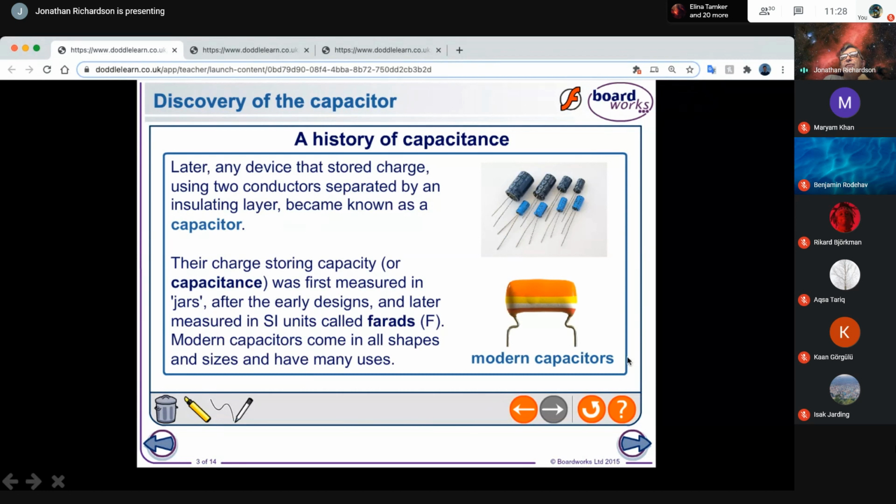Interestingly, the first units of capacitance were measured in what they called jars. So the first measure was one jar of electrical charge. So if they had in the previous diagram 6 jars, that was 6 jars of capacitance. Modern day capacitors don't use that unit. We use the farad, as you'll see in, I think, the next diagram.